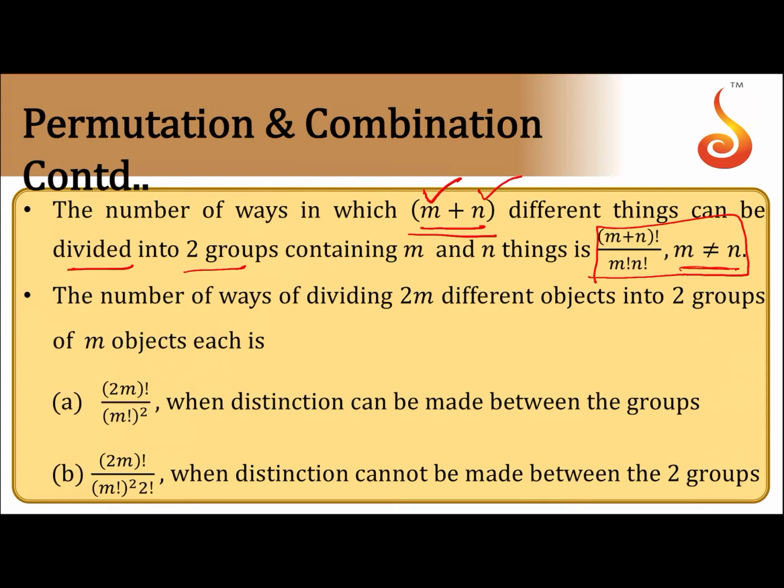In case m is equal to n, (m plus n) factorial divided by m factorial n factorial will become 2m factorial divided by (m factorial) whole square, and this is the case when distinction can be made between the groups. When groups are identical, the distinction cannot be made, then you have to divide by 2 factorial.